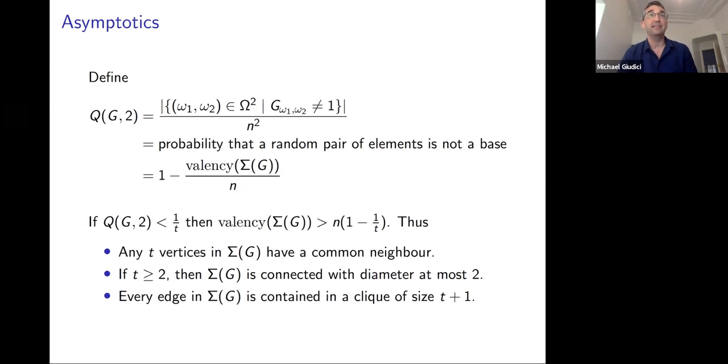Okay, because since the valency is at least n over 2, any 2 vertices must have a common neighbor, and so it will have diameter at most 2. And indeed, any edge will be contained in a clique of size t plus 1. So that is this parameter Q of G2. So you can go and try and work out what this parameter will be for certain groups G. And as long as it's less than a half, your Saxl graph will have diameter 2.